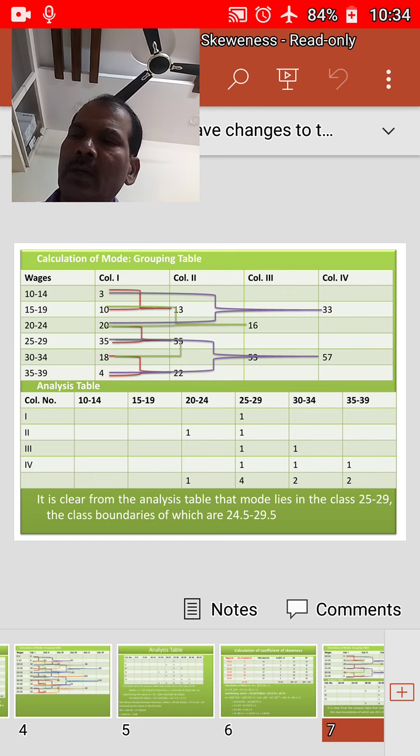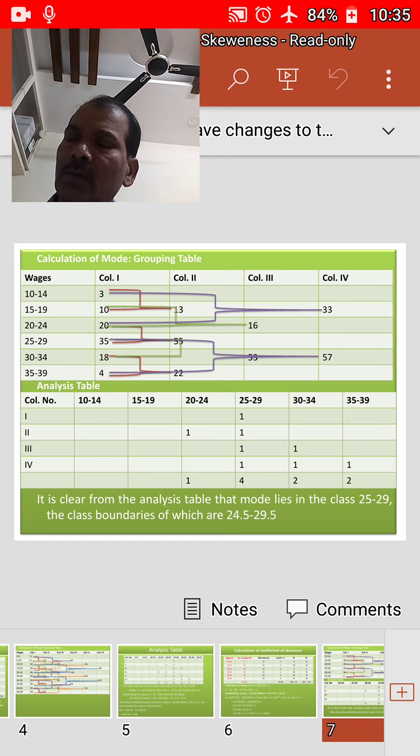In the first column, the 25-29 class occurs more number of times, that is 35 times. In the second column, 55 is the number which occurs more number of times, that corresponds to 20-24 and 25-29. In the third column, 53 occurs more number of times, that corresponds to 25-29 and 30-34.